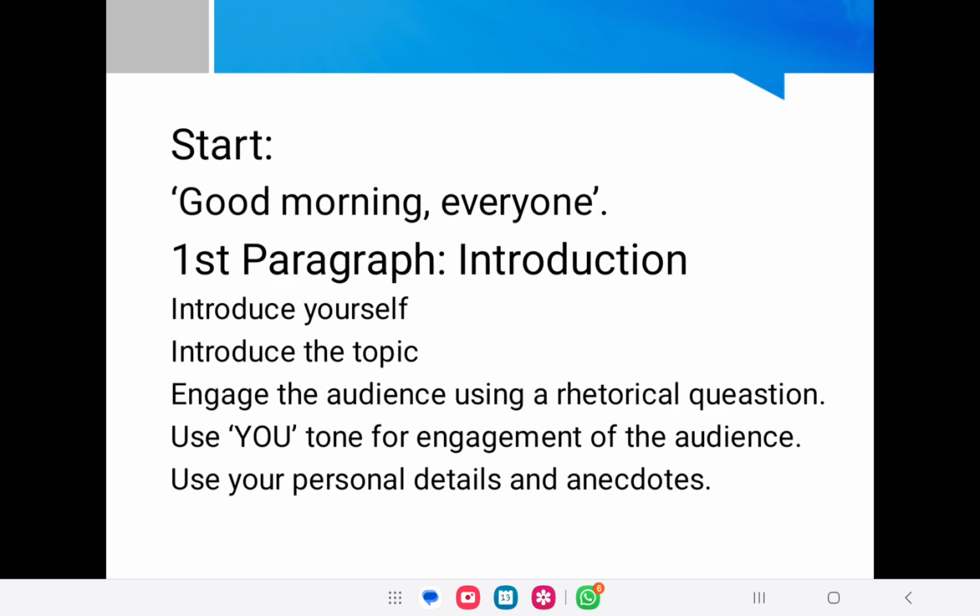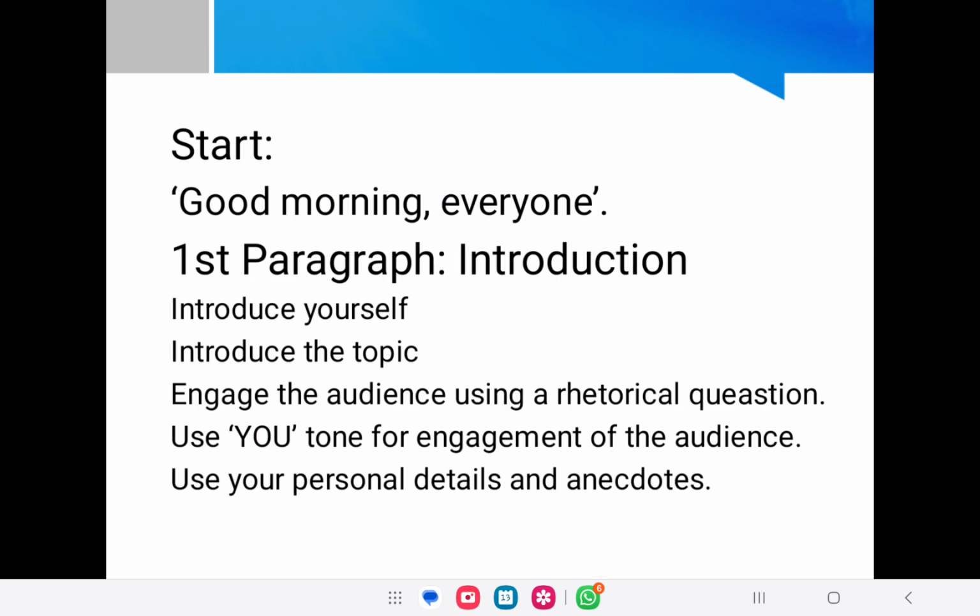Use you tone. This speech is the only directed writing task where you can talk to the audience sitting in front of you. In any other directed writing task, whether it's an article, a letter, an email or a report, the audience is not sitting in front of you. They might be sitting in their office and reading your writing. But in a speech, the audience is immediate. They are sitting in front of you and you are talking to them. That's why you say, have you ever thought? So you are using you tone, and you have to keep this in mind.